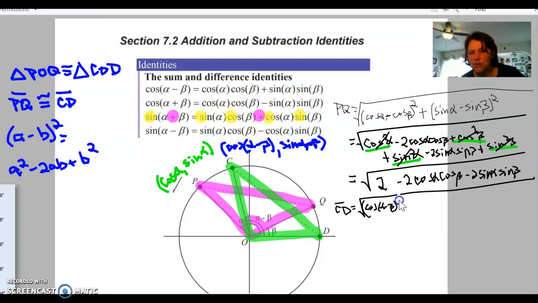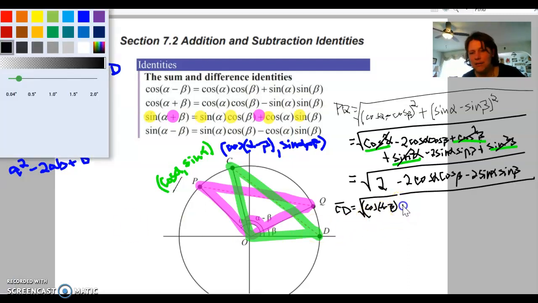So cosine alpha minus beta minus, remember what we had here. I'm going to write my point back in here. It was the point (1, 0). So we have cosine alpha minus beta minus 1 all squared plus sine of alpha minus beta minus 0.